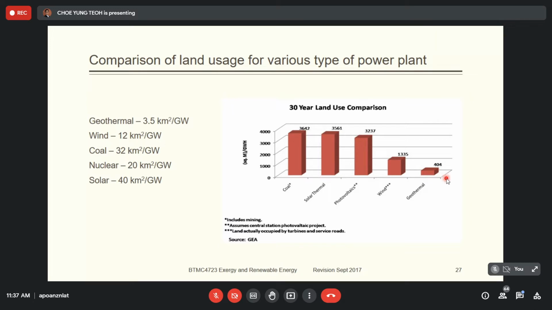You only need 404 square meters to generate 1 gigawatt hour of electricity. In terms of power output, it will be 3.5 square kilometers per gigawatt. So it's much better, even better than a nuclear power plant. You can see that a nuclear power plant still needs 20 square kilometers per gigawatt of power output. And solar is definitely the worst.